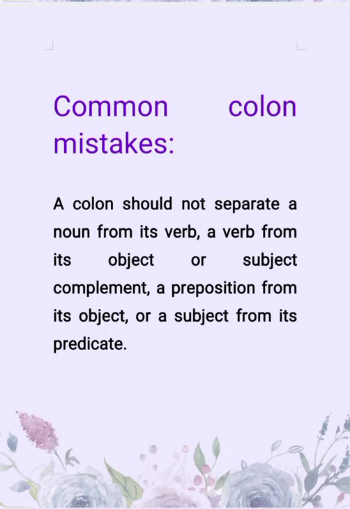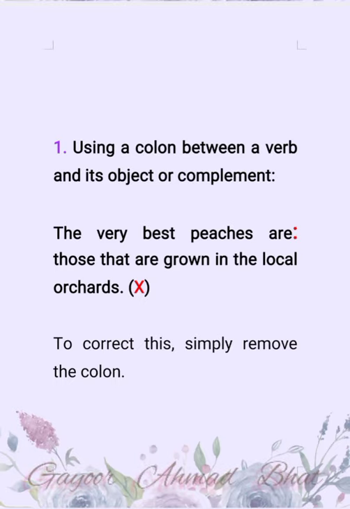A colon should not separate a noun from its verb, a verb from its object or subject complement, a preposition from its object, or a subject from its predicate. For example, number 1, using a colon between a verb and its object or complement. For example, the very best peaches are: those that are grown in the local orchards. Here the complement, those that are grown in the local orchards, of the verb are is separated from the verb by a colon, which is incorrect. To correct this, we simply have to remove the colon.